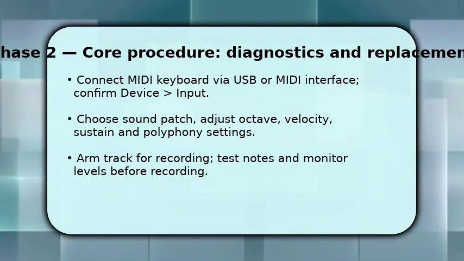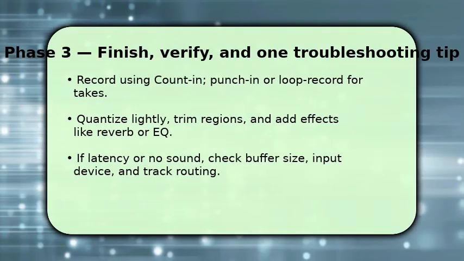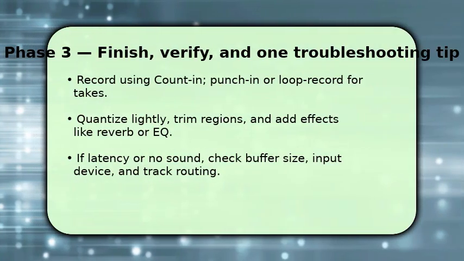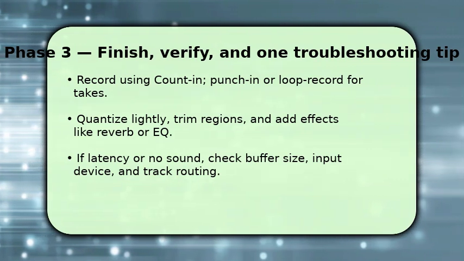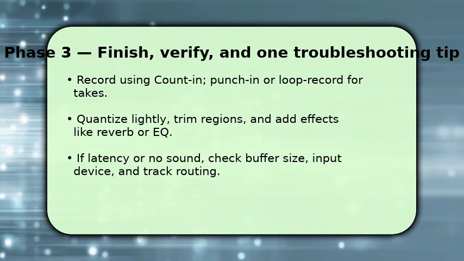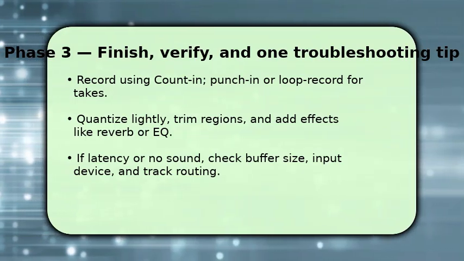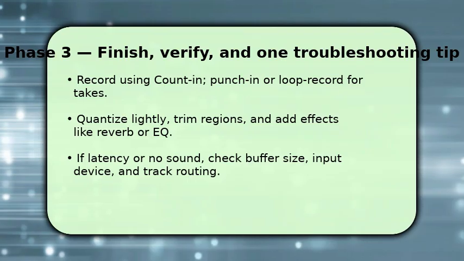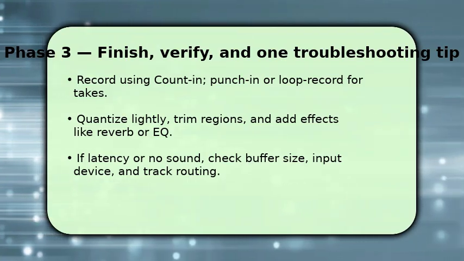When you're ready, record with count-in enabled so you enter on beat, or use loop record to compile takes. After recording, trim regions, use light quantize only if timing needs polish, and add effects, compression, reverb to shape the sound. Once satisfied, bounce or export stems.